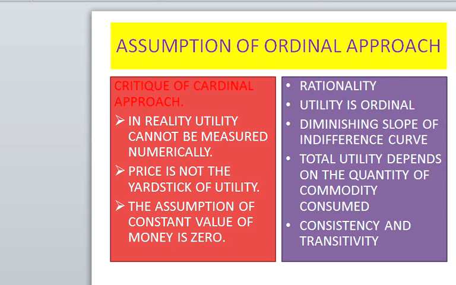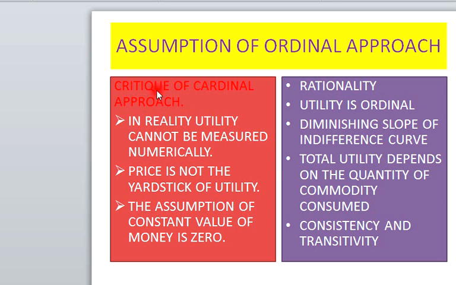In this video, we are going to be showing you the assumptions of the ordinal approach. The ordinal approach believes that the satisfaction derived from consumption of a good or service can only be ranked, that it is impossible for a consumer to know the exact value of satisfaction they derive from consumption of a good or service. The ordinal approach came up as a result of the shortcomings of the cardinal approach.